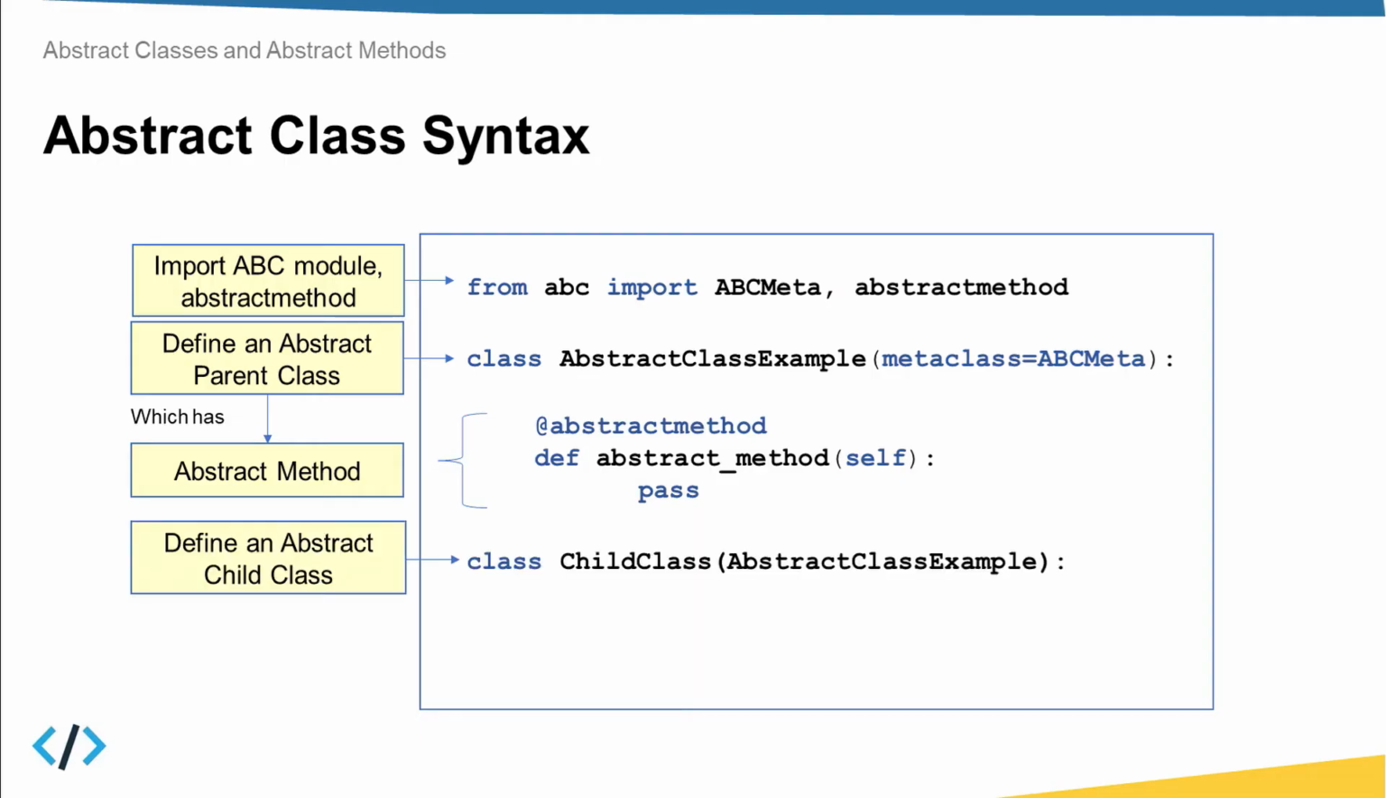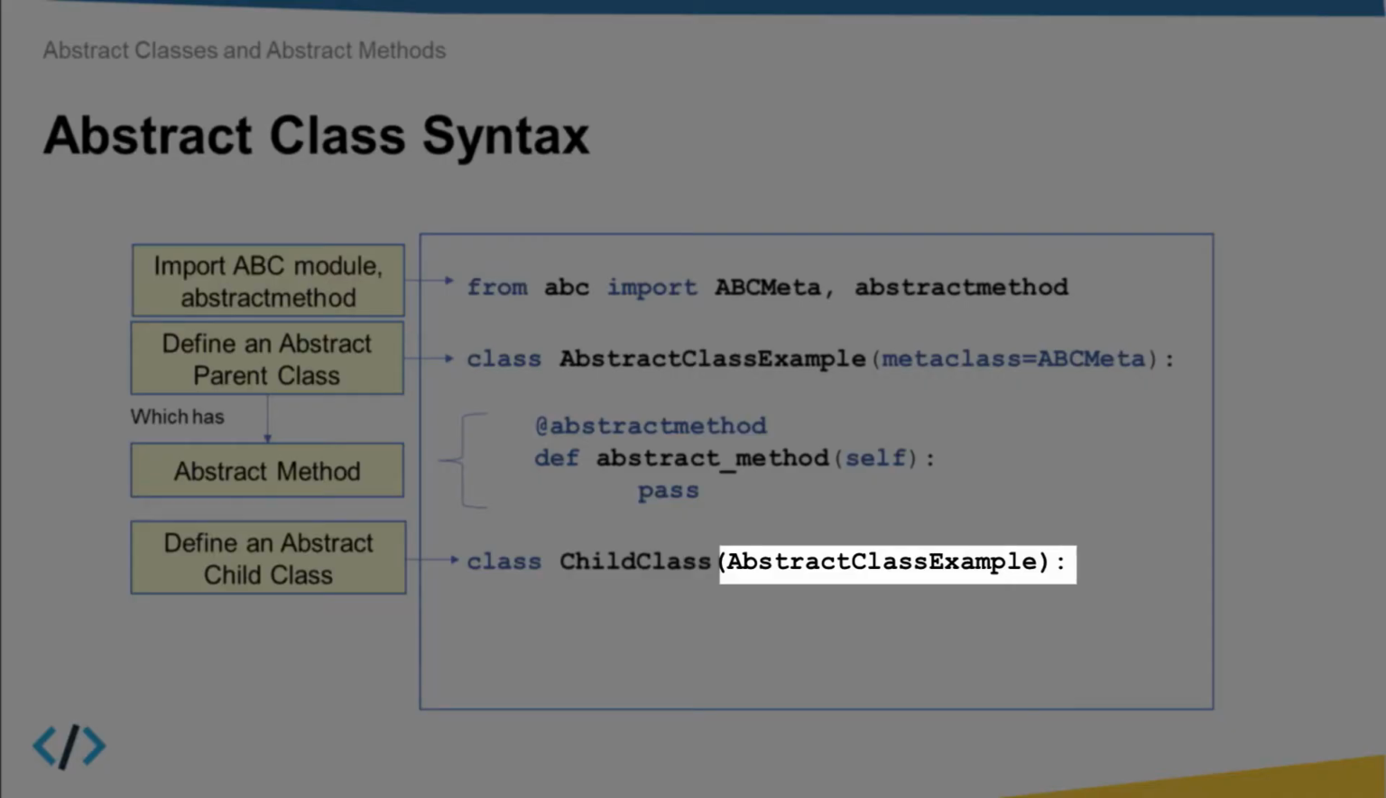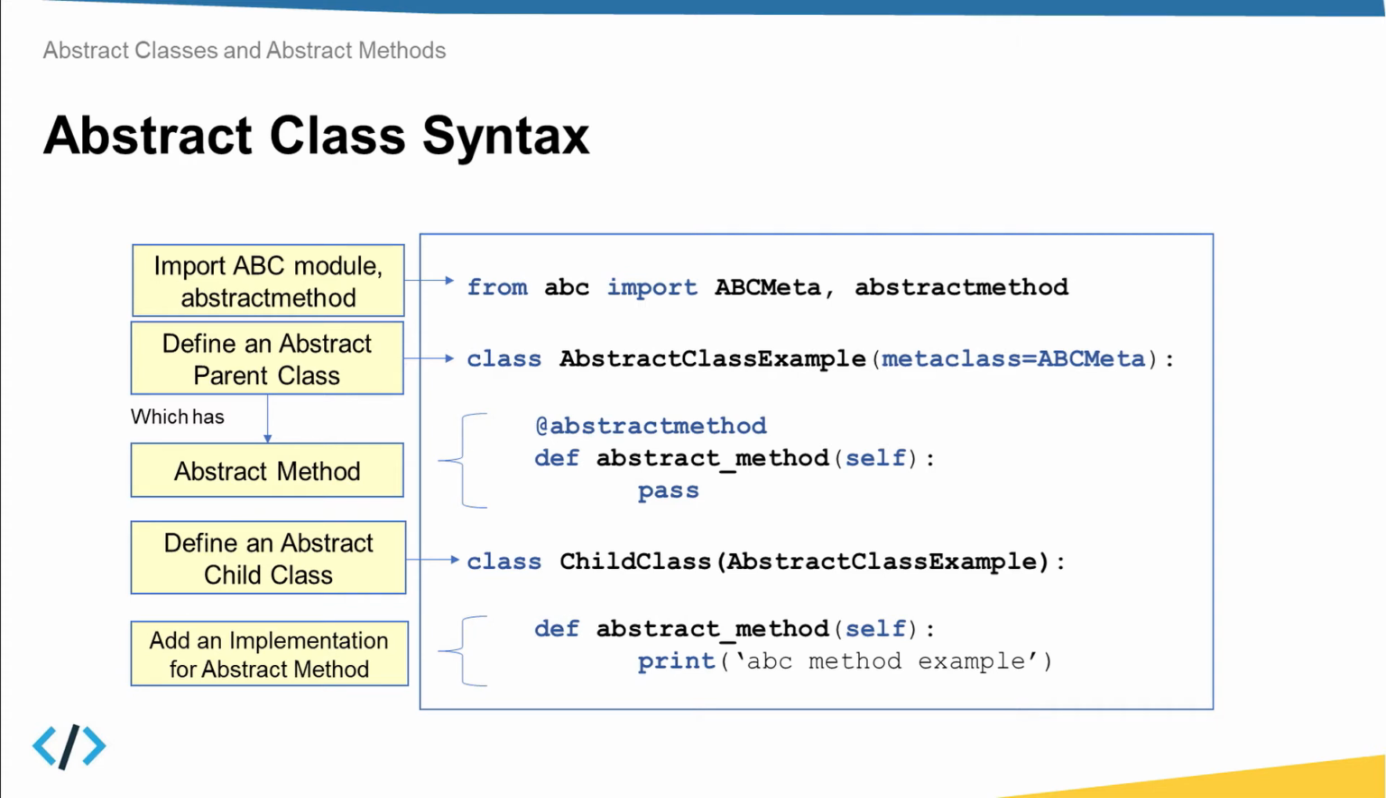After that, you start to define the child classes, like here for example ChildClass, and we will do normal inheritance, like here, parenthesis AbstractClassExample. Next, you will define implementation for the abstract method, and you will see here that in the child class, there is no abstractmethod decorator.